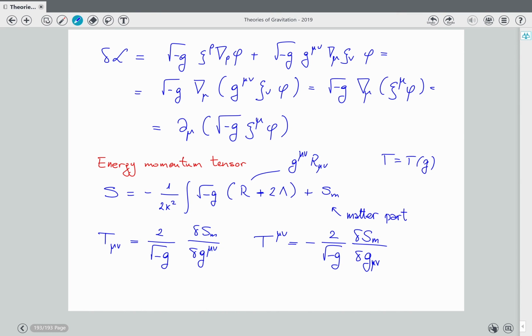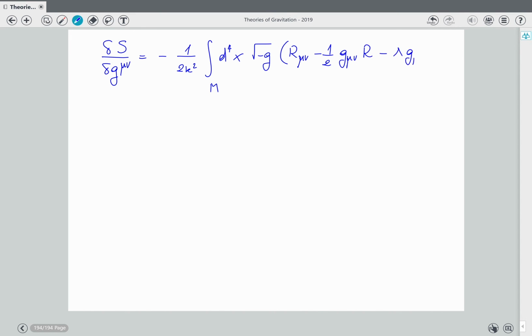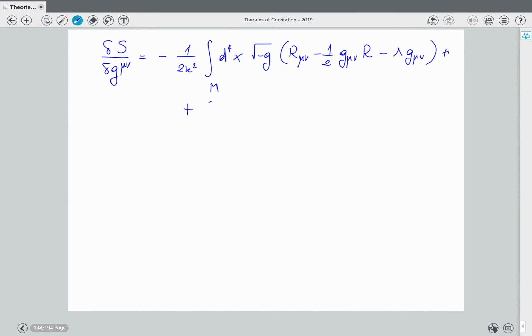So let's study the field equations, the variation with respect to g mu nu. Just write it down. With upper indices, that's 1 divided by 2k squared. So that's exactly what we had before. This is what we had before. And the only thing we need to add is the variation of Sm, whatever it is, with respect to g mu nu.